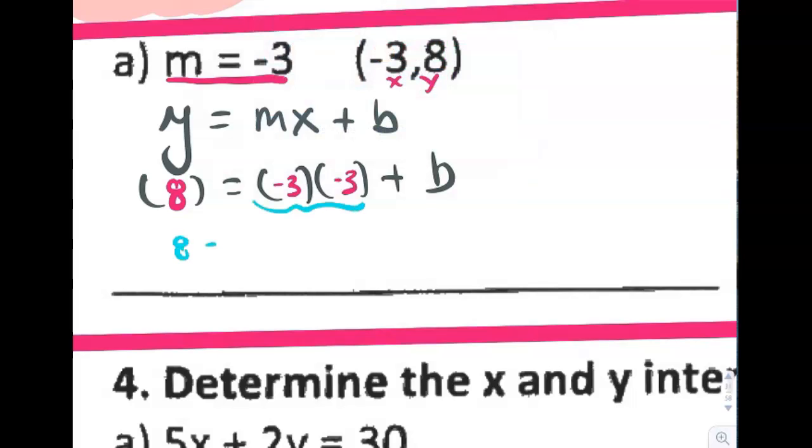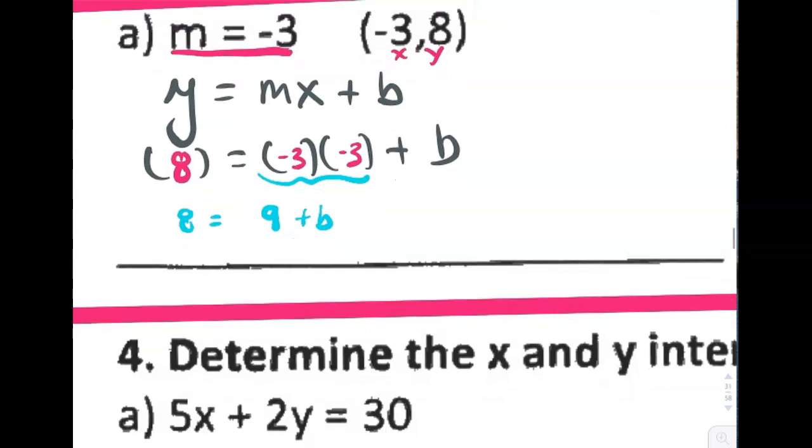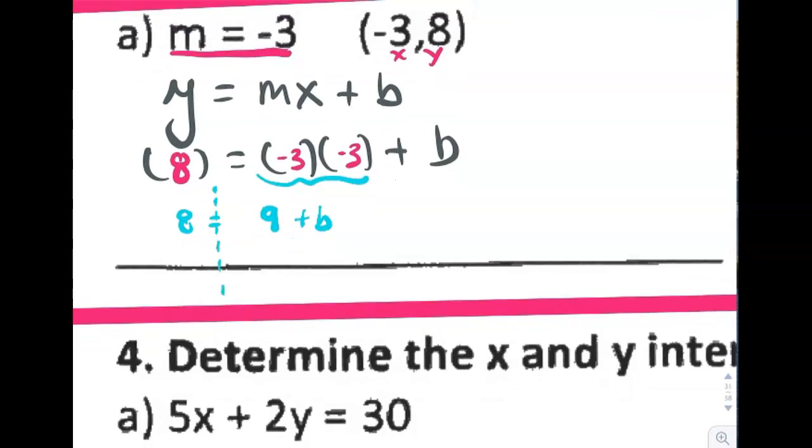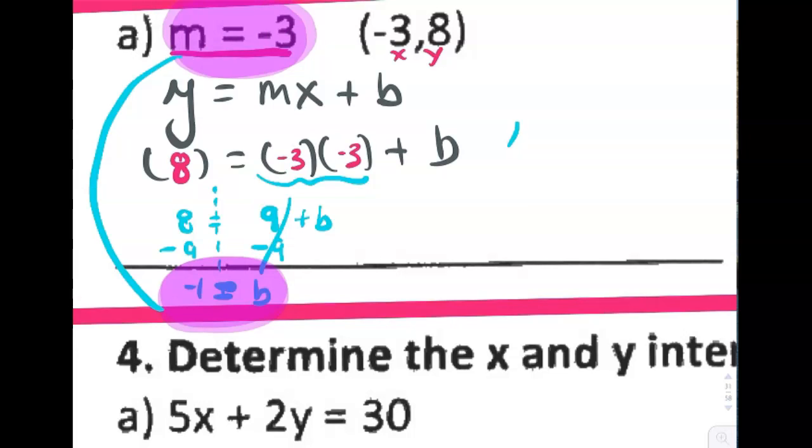I have 8 equals 9 plus b, right? Because negative 3 times negative 3 is positive 9. If I take away 9 from both sides, I get b equals negative 1. So now I have b and I have m. So I can write my equation y equals negative 3x minus 1.